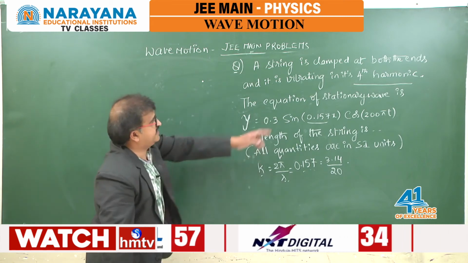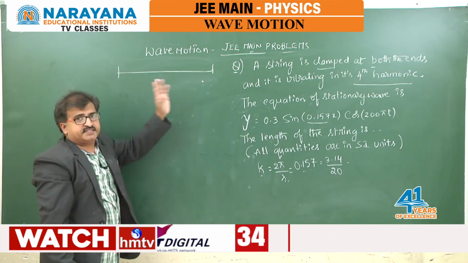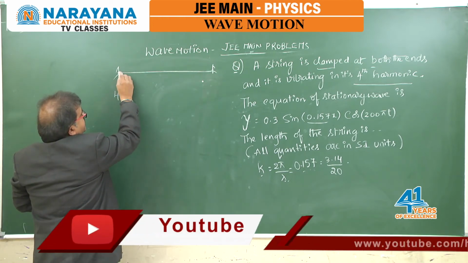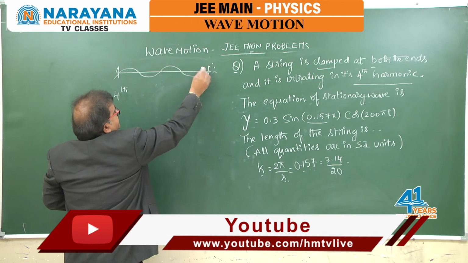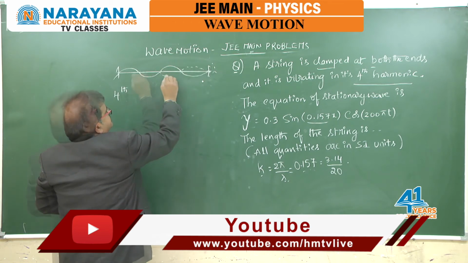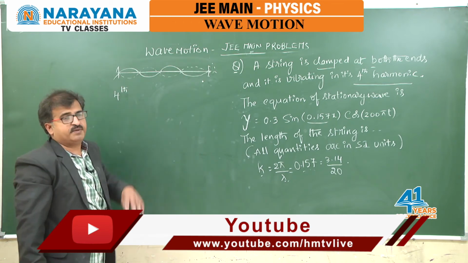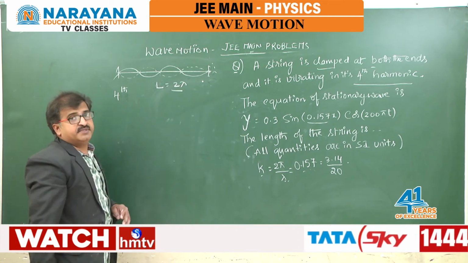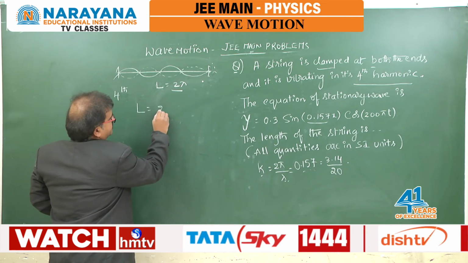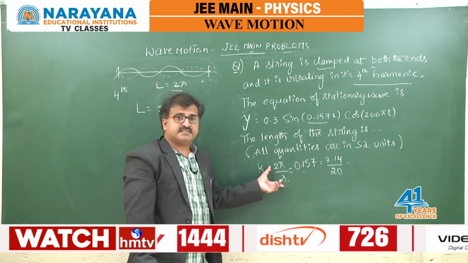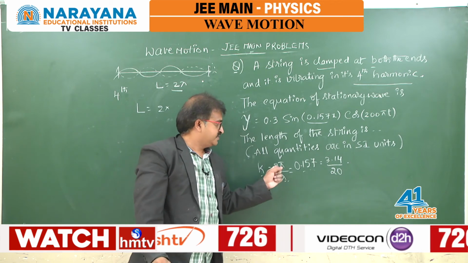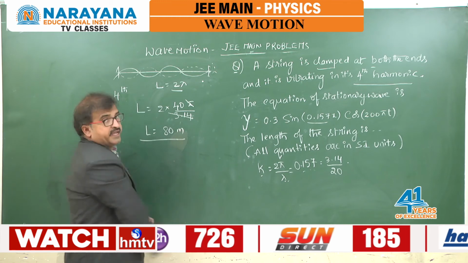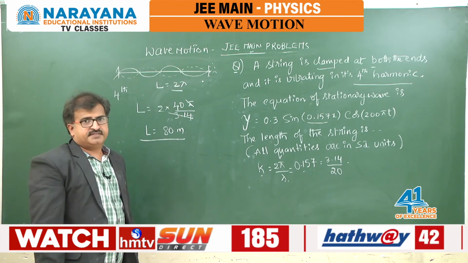And here it is given, it is the fourth harmonic. Both ends are fixed and it is vibrating in the fourth harmonic. Then you will get a reflected wave and roughly 4 loops will be formed. So length L will be equal to 2 lambda. So length L is equal to 2 times. From this, lambda value is equal to 40 pi by 3.14. Pi cancels, 80 meters is the length.